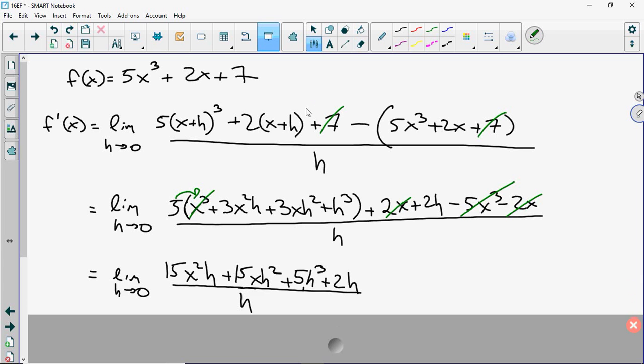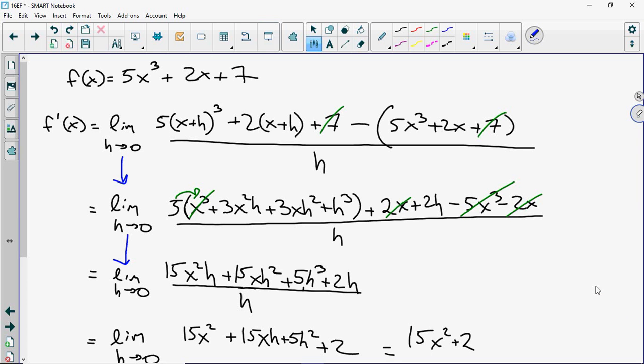Another thing to look out for is please don't forget to recopy your limit expression at every line. If you just say that this is equal to that fraction, well, that's not true. It's equal to the limit of that fraction. Anyway, here now we can cancel out the h's, and we're left with our answer, 15x squared plus 2.